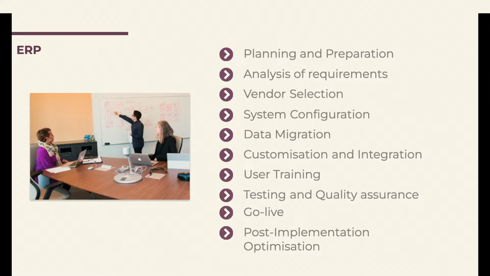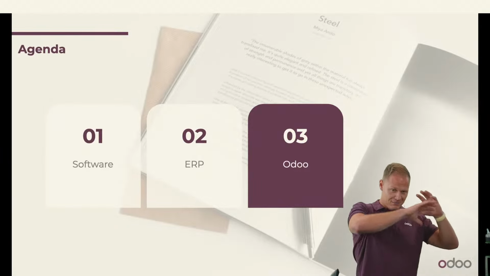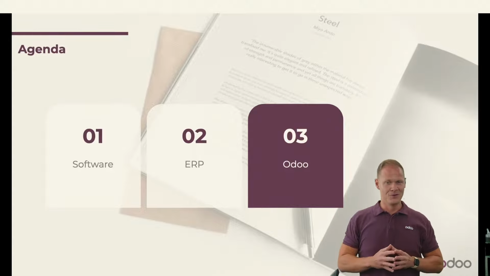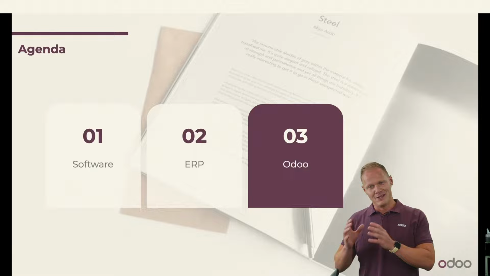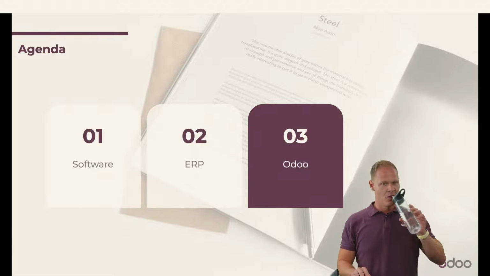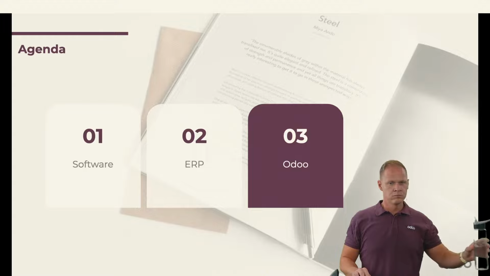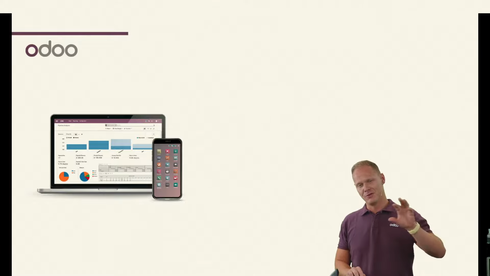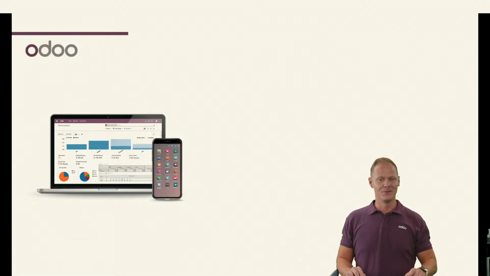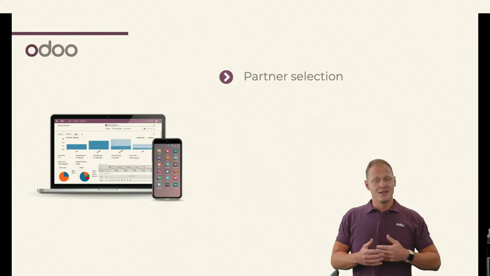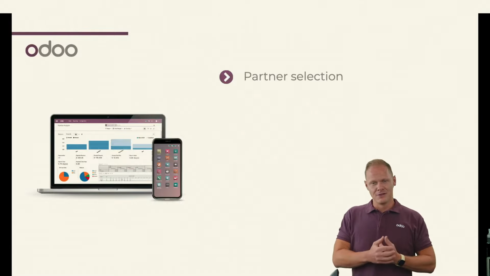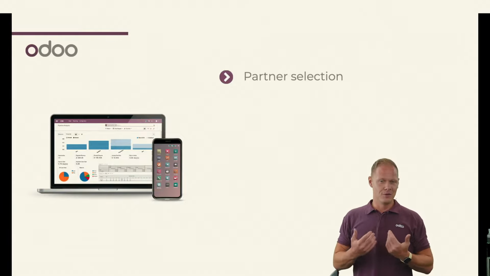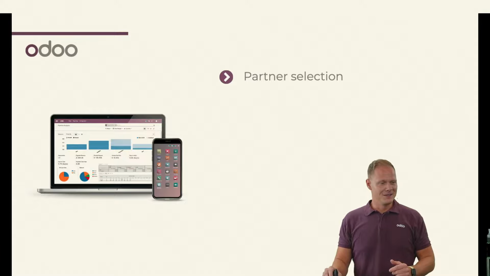Now, we talked about software, again, a huge term. Then we zoomed in on the ERP side. And lastly, we are going to be talking about the Odoo ERP, which is quite a specific ERP itself. Now, here you see on the left-hand side the Odoo dashboard, both on the PC and the mobile device. Basically, we start with the partner selection, because we don't need to select the vendor now. We already know that we want Odoo, so it makes our life a little bit easier.